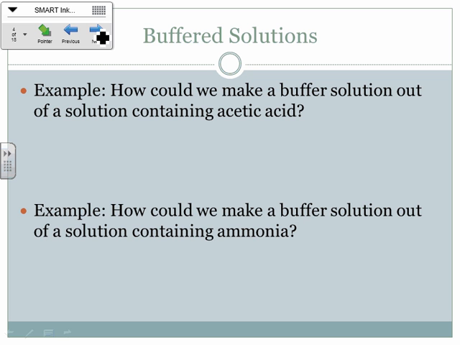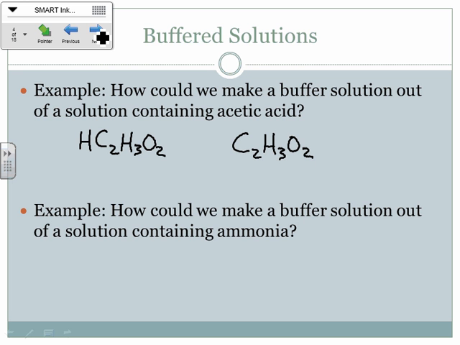But what could I add into this to make it a good buffer, if I've got acetic acid, HC2H3O2? What might be something good to add into there? C2H3O2 minus, acetate. Now I'm normally not just going to add acetate ion into a solution, right? What would I probably add into the solution? It's going to be some sort of salt.